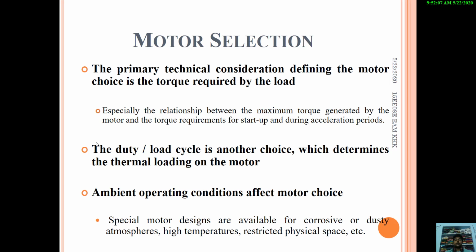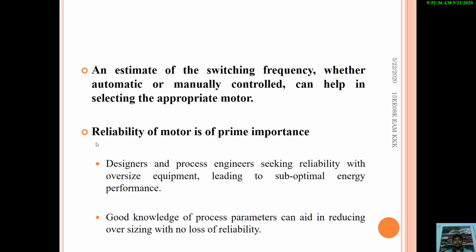We can select a motor based on the environment, low temperature or high temperature. For an environment with high temperature, we have to select a motor with some additional cooling system. For example, for a cool environment, we can select a motor without a cooling system, which reduces the overall motor cost. Based on that we have to select.